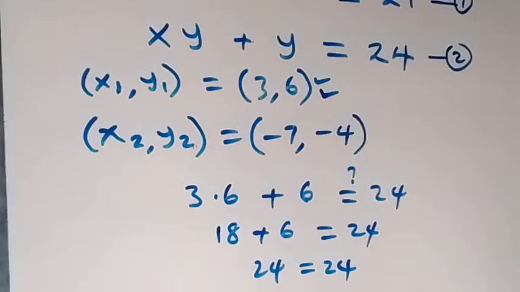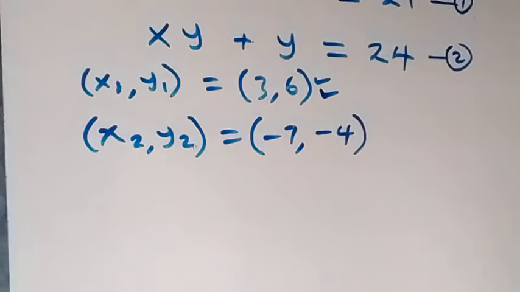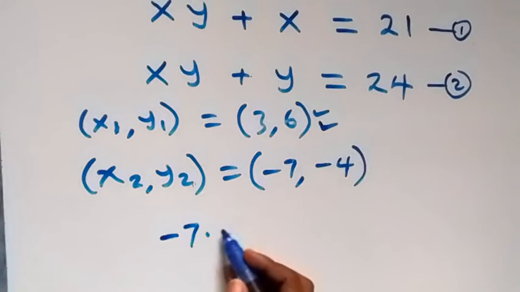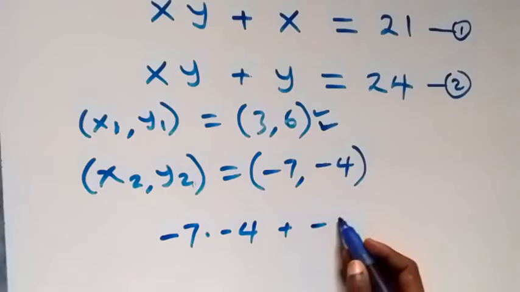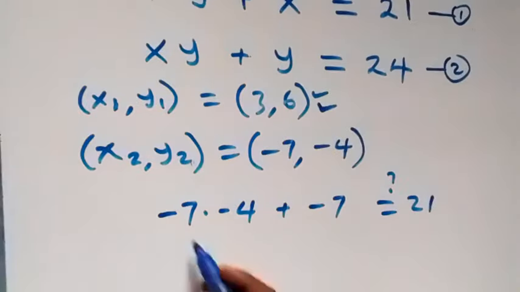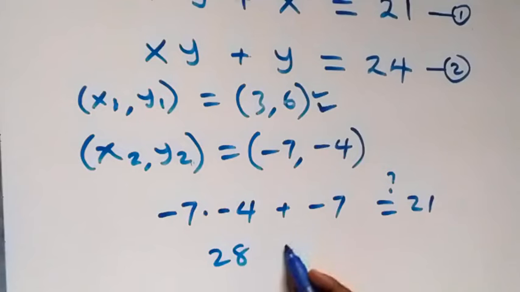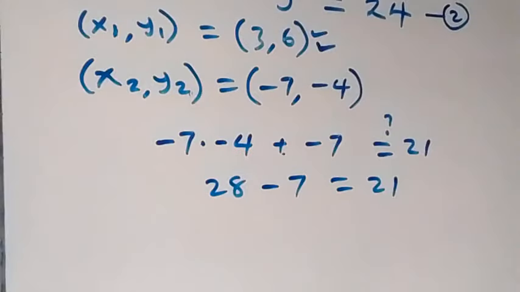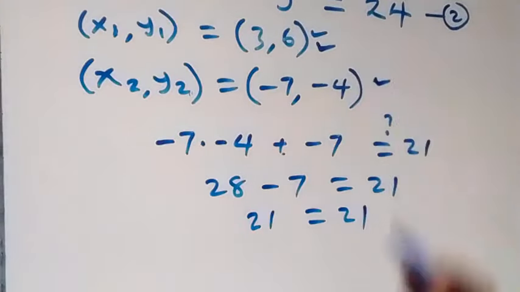Now let's check the second set of solutions as well. From equation 1, we have xy plus x: minus 7 times minus 4, plus minus 7, equals 21. Minus times minus is plus, so 7 times 4 is 28. Then plus times minus, minus 7, equals 21. Then 28 minus 7 is 21, which equals 21. So this satisfies the first equation.